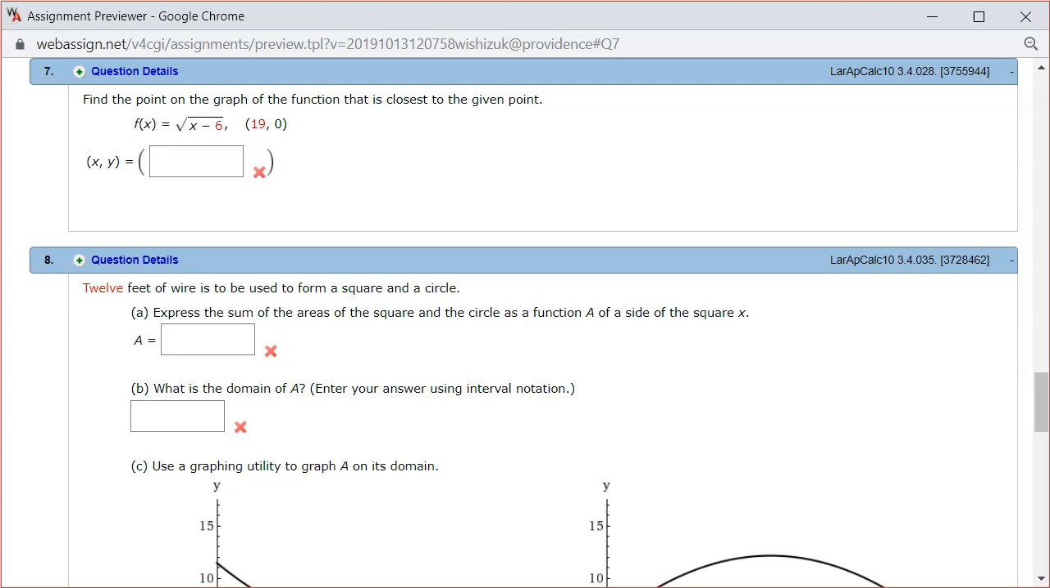All right, let's look at homework 3.4, problem number 7. We want to find the point on the graph of f of x equals the square root of x plus 6 which is closest to the given point (19, 0). All right, so let's do that.